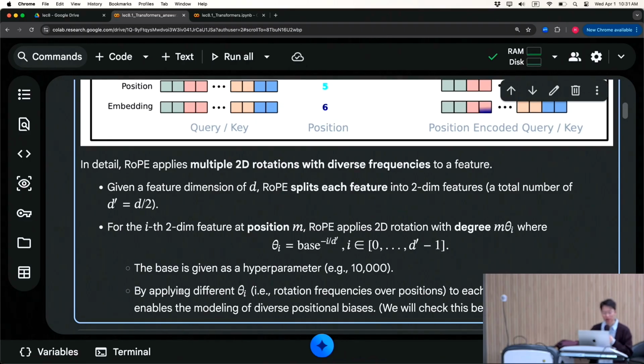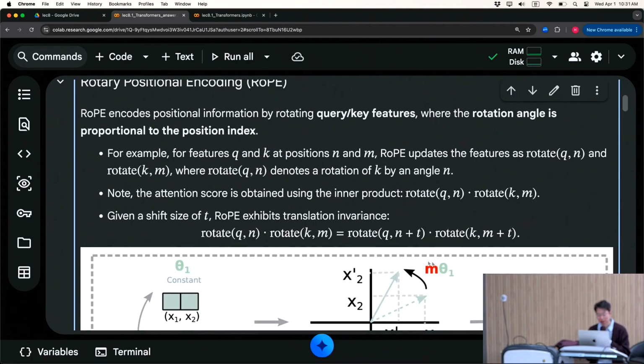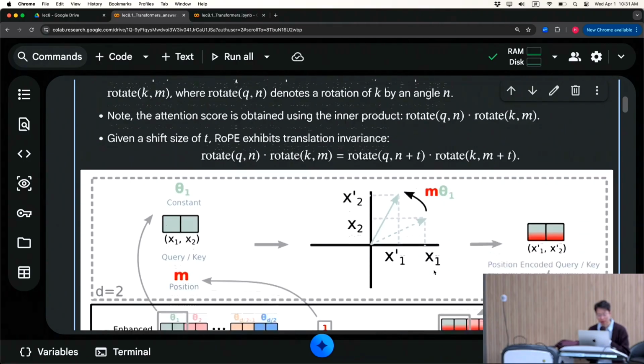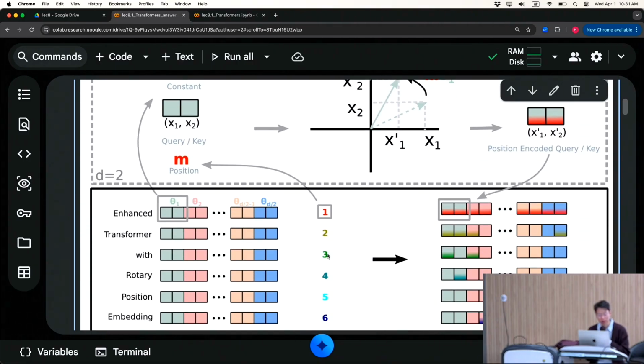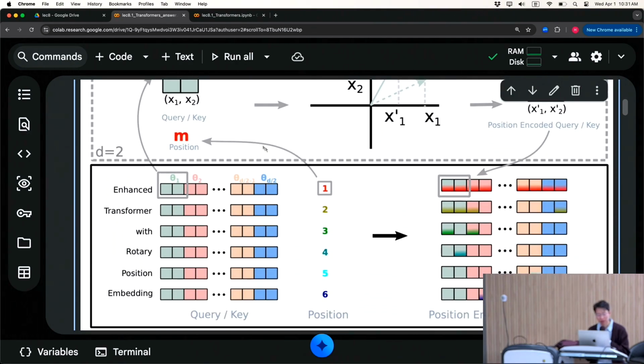So this rotation is sensitive to two things. One is there's a multiplicative factor m here, which depends on which location it came in the token index. And theta is dependent on which pair it was, which location in the feature index. So it's sensitive to token index and feature dimension index.